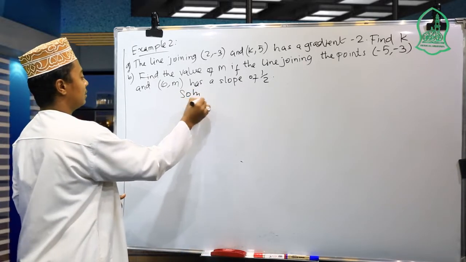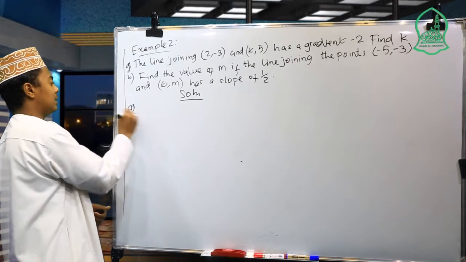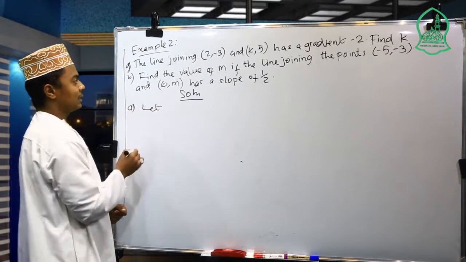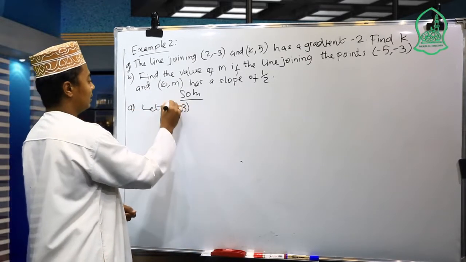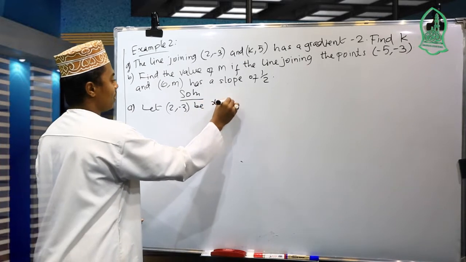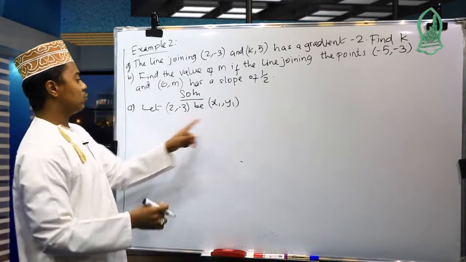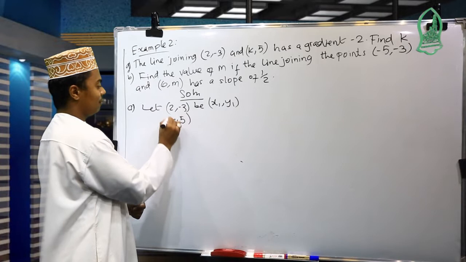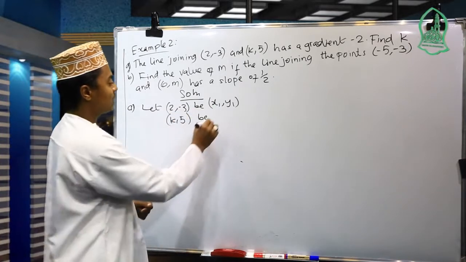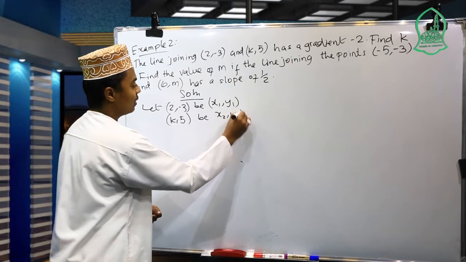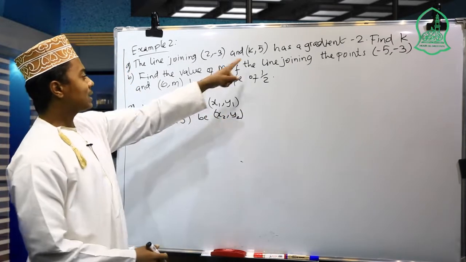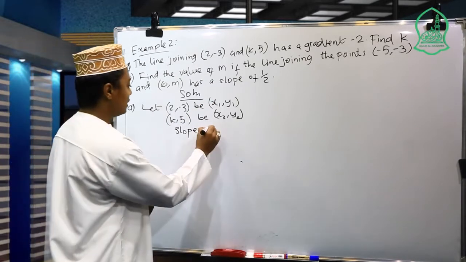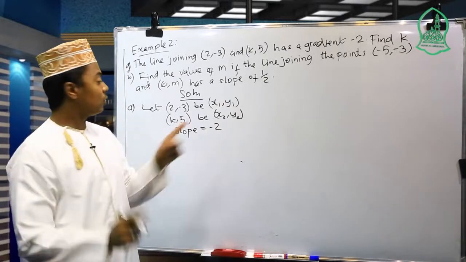So solution, we start with question number A. So we have these 2 points. So let 2 comma negative 3 be x1 comma y1. x1 is 2, y1 is negative 3. And K comma 5 be x2 comma y2. But this one has a gradient, so we have the value of slope. The value of slope is negative 2.